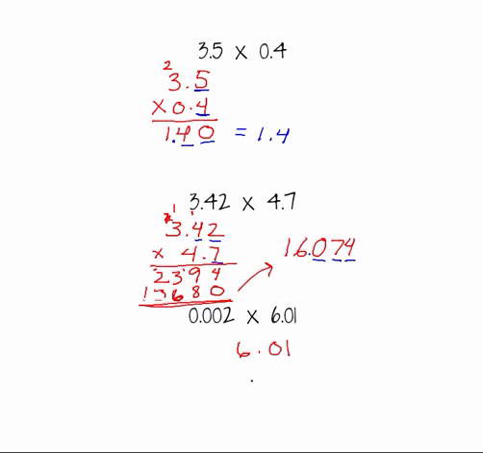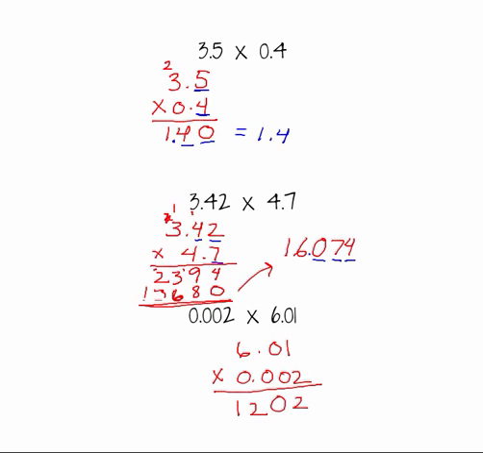6.01 times 0.002. Now I'm going to just multiply using just the 2 digit. 2 times 1 is 2. 2 times 0 is 0. 2 times 6 is 12. I don't have to multiply any more with these zeros.